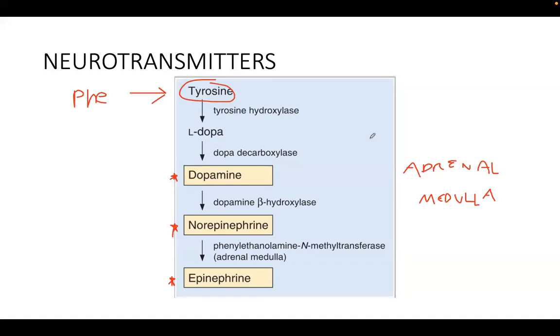MAO, or the monoamine oxidase. It's the enzyme responsible for the breakdown of serotonin, that's 5-HT, norepi, epi, and dopamine. Okay, so serotonin is also involved. That's monoamine oxidase. Please make sure you familiarize yourself with this.